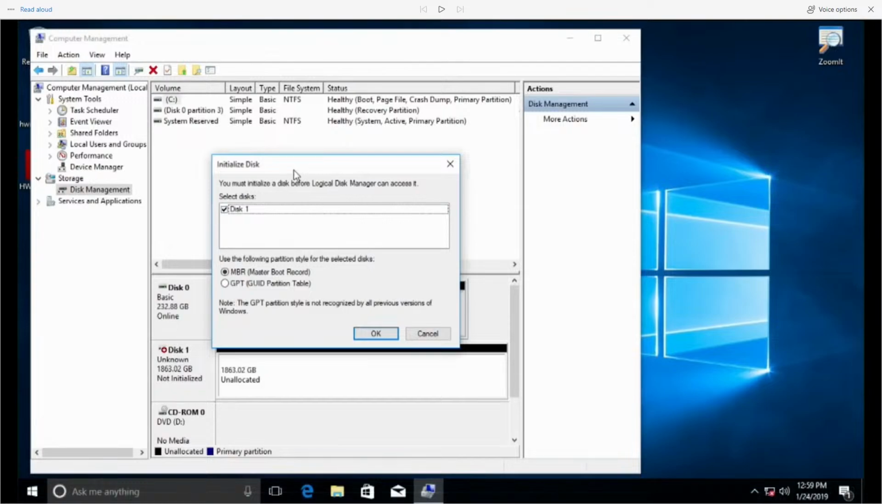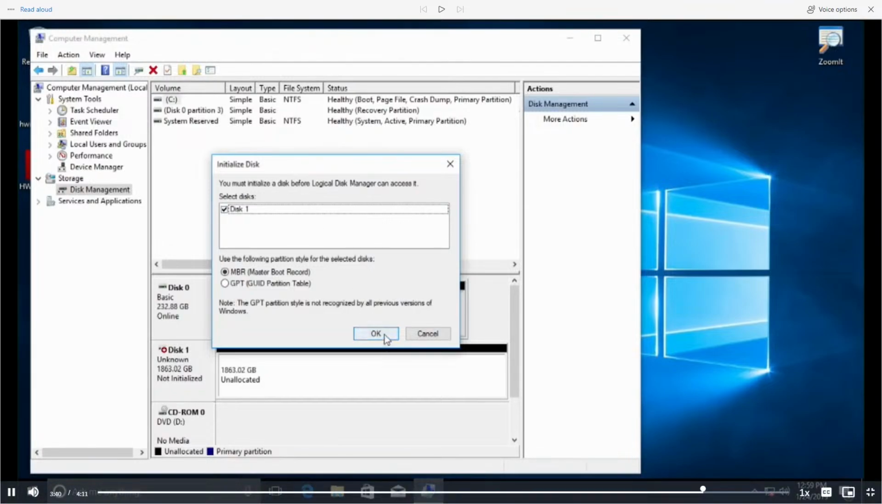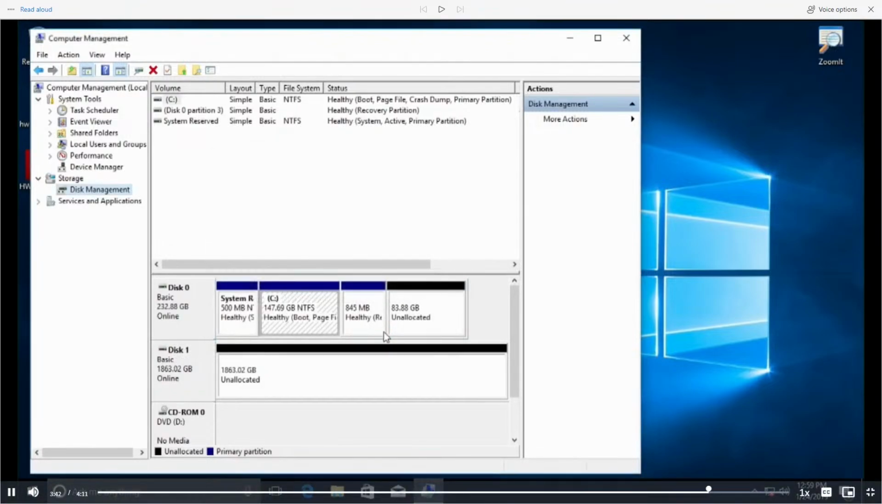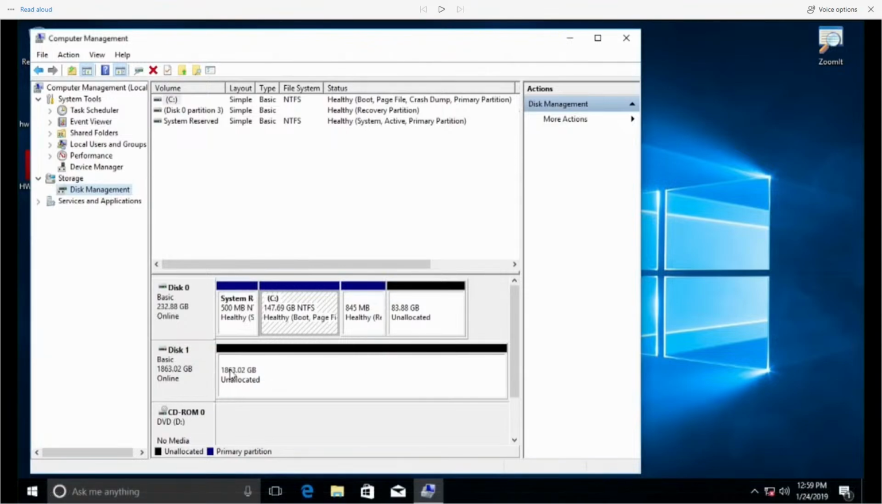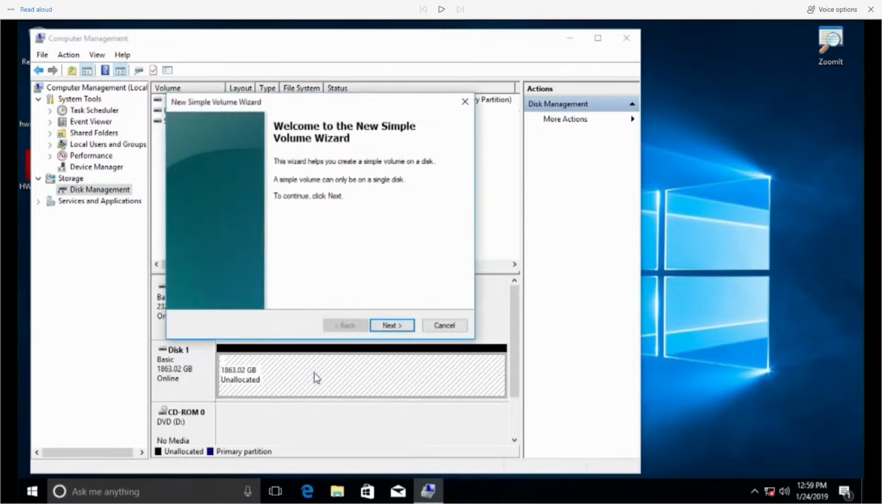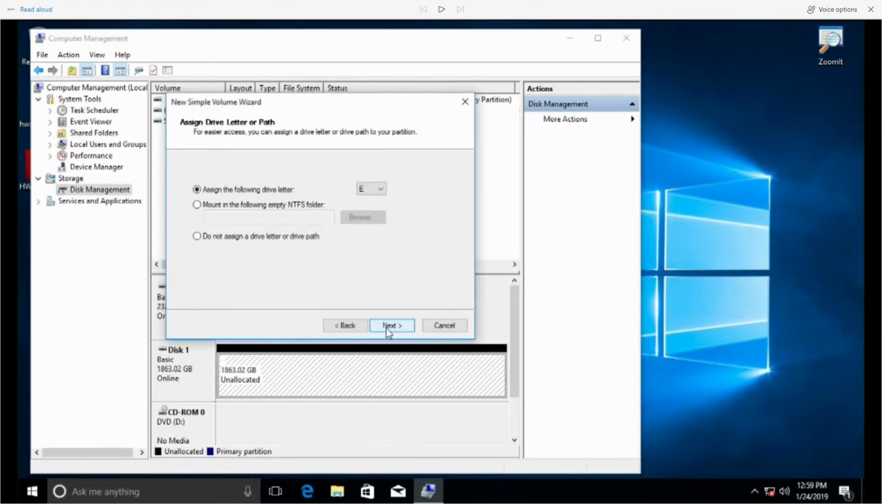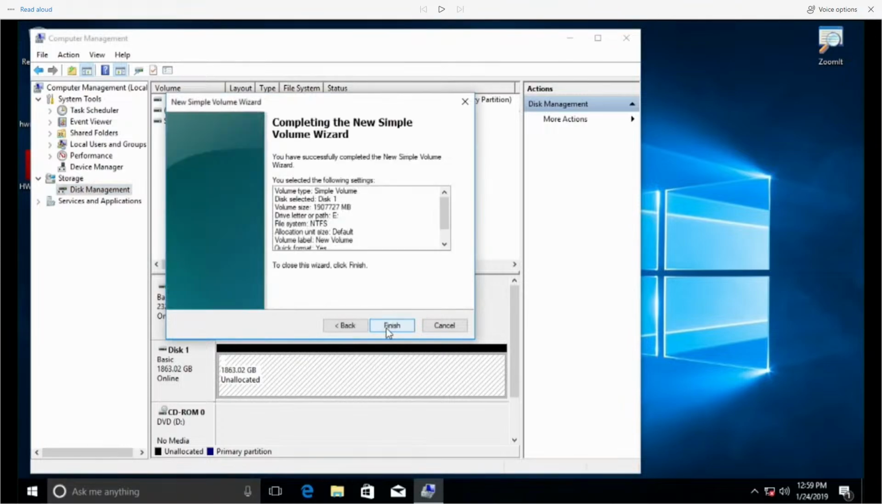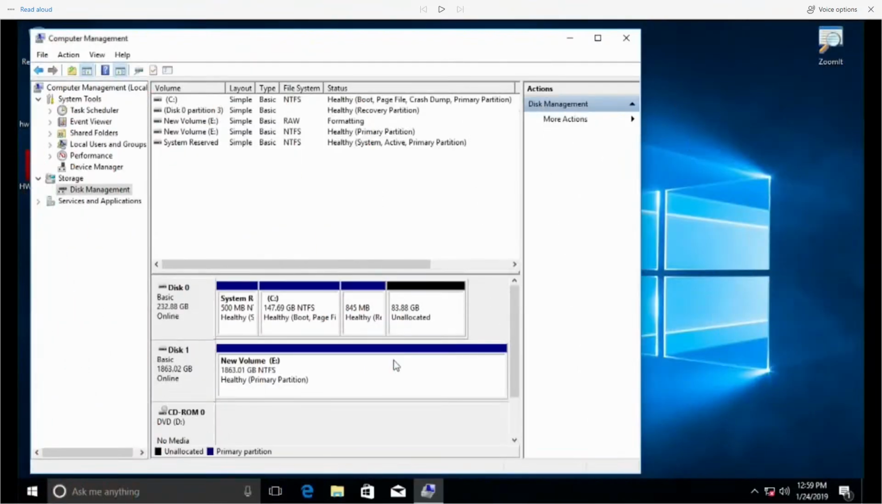In the Initialize Disk interface, choose the appropriate partitioning style and choose OK. And in the unallocated space next to Disk 1, right-click and choose New Simple Volume Wizard and walk through the wizard with the appropriate formatting. On the New Simple Volume Wizard, review your settings and choose Finish and allow the formatting to finish. And now your drive is ready to use.